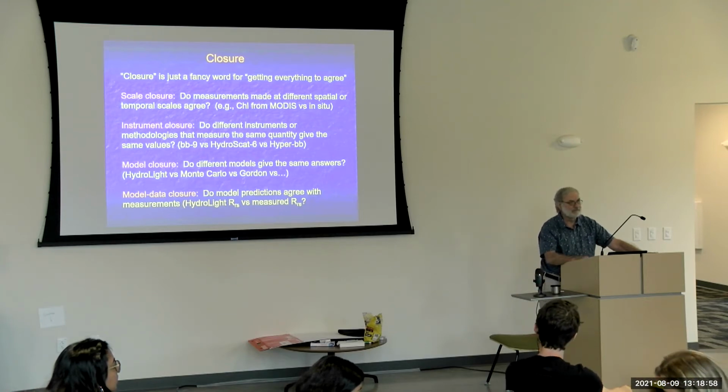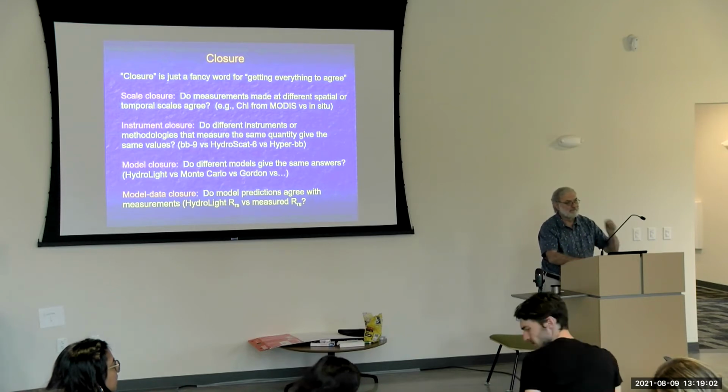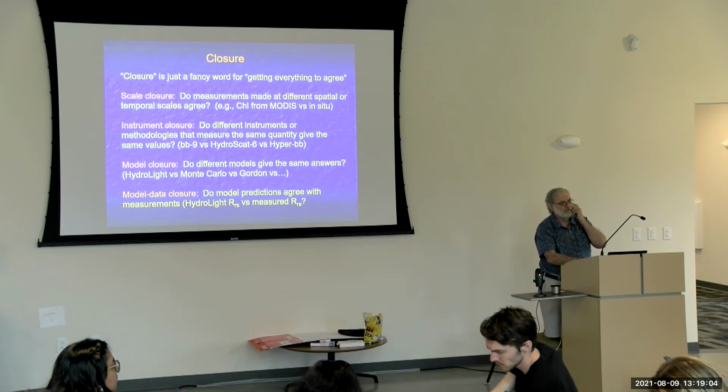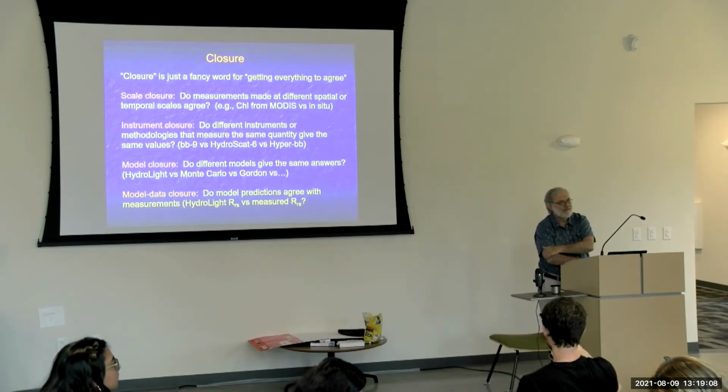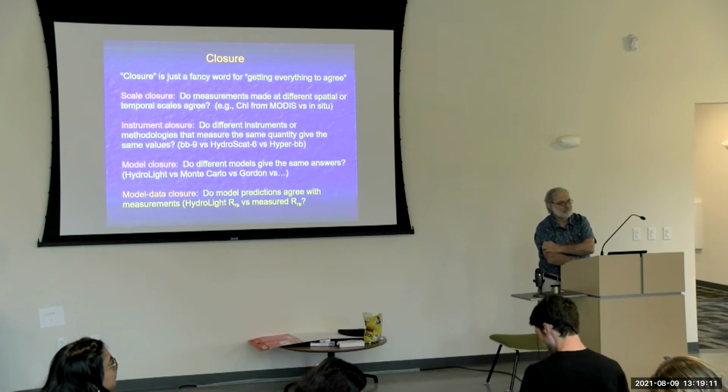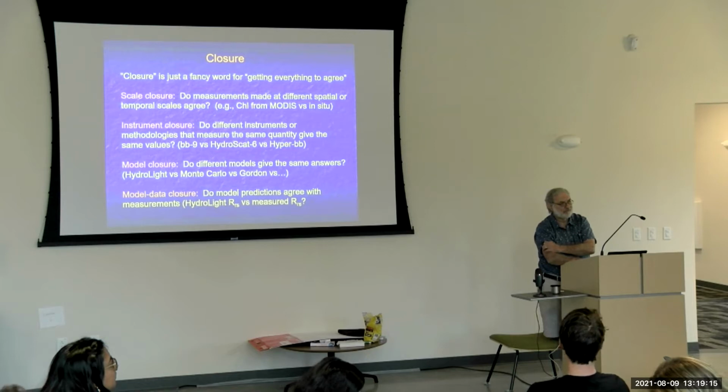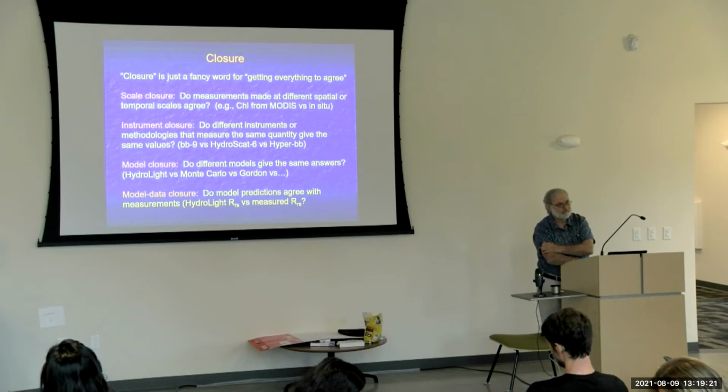What are they assuming the same? You can do all these model closures, Hydrolite versus the other, but there's something fundamental that might not be there in the environment that they all assume. They might all be similarly off relative to the environment, not relative to each other, but relative to the environment. So it's really important to think about that. What are the differences?